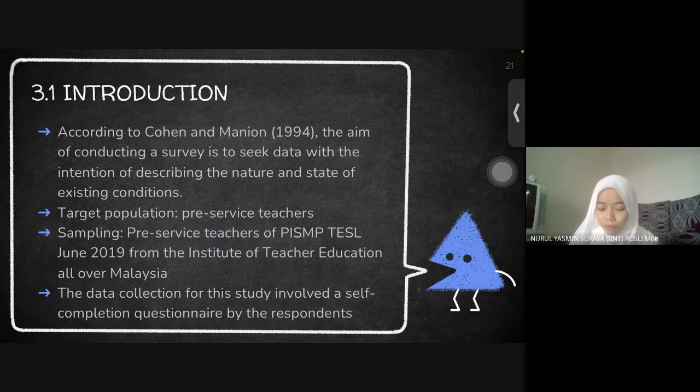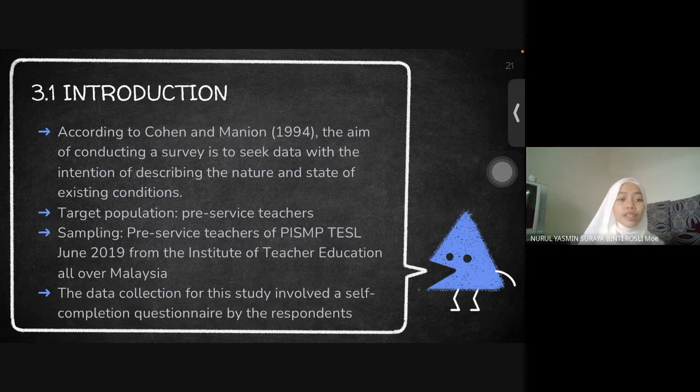So let's look at the introduction. A survey research design will be used in this study, which involves a collection of information from the targeted population, which are the pre-service teachers. So the data collected will be analyzed and extracted, and comparisons will be made. All right. So according to Cohen and Mannion 1994, the aim of conducting a survey is to seek data with the intention of describing the nature and state of existing conditions, and it actually helps in our education field.